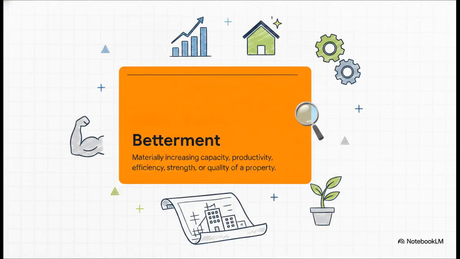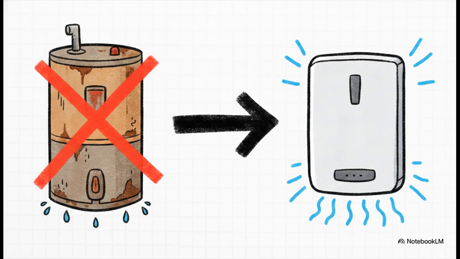First up is betterment. The IRS defines this as materially increasing the capacity, productivity, efficiency, strength, or quality of a property. Essentially, if you're making the property objectively better than it was before the condition arose, you're looking at a betterment. A really perfect rapid-fire example of betterment is replacing an old-school, standard water heater with a brand-new, highly efficient tankless system. You didn't just fix a broken heater, right? You materially increased the efficiency and the quality of the property's plumbing system. That, for sure, is a capital improvement.